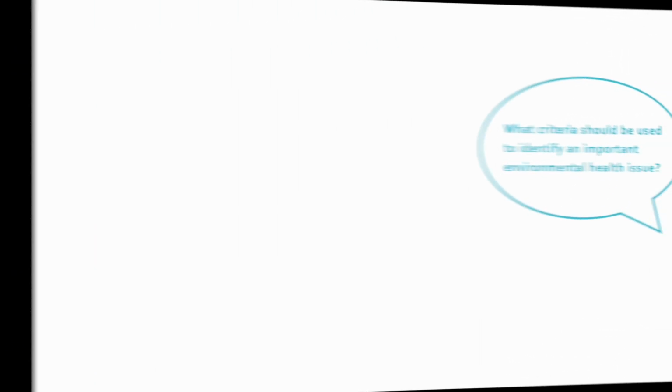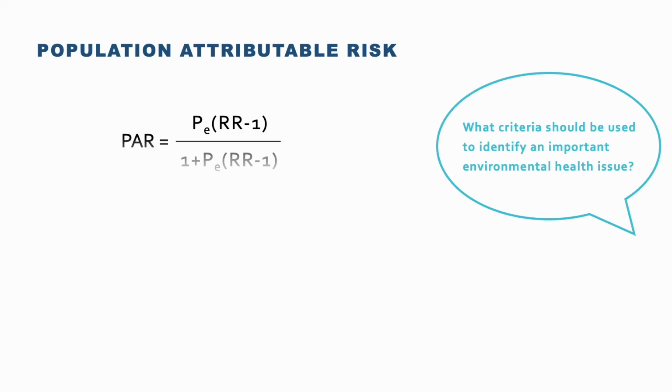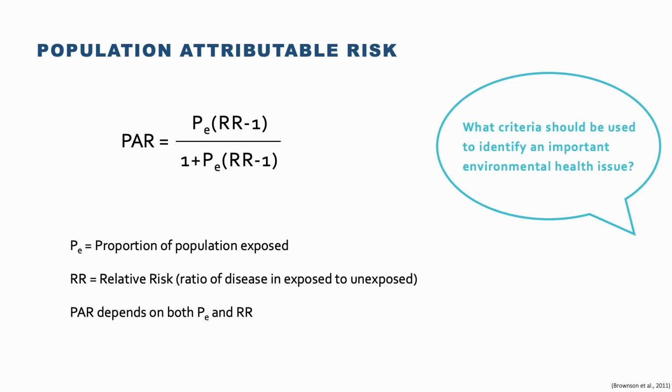I mentioned previously that we're almost always dealing with finite resources in environmental health, so what criteria should be used to identify what constitutes an important environmental health issue? One approach is to look at population attributable risk, which is a measure of association used to estimate the effect of an exposure on the occurrence of the disease.